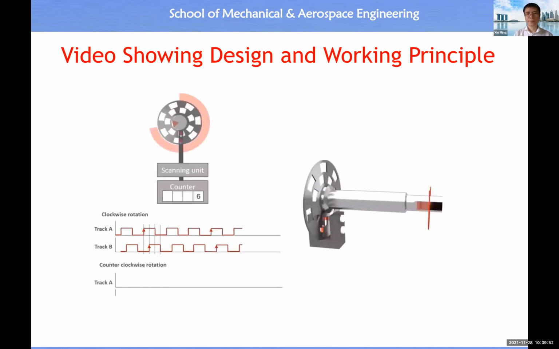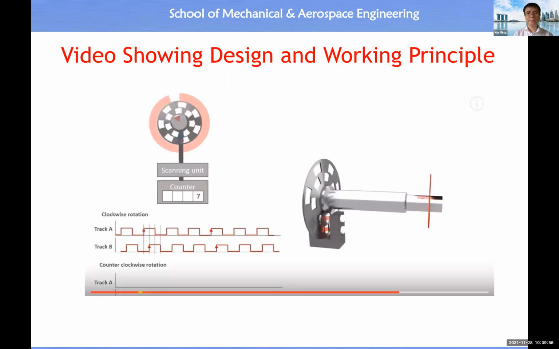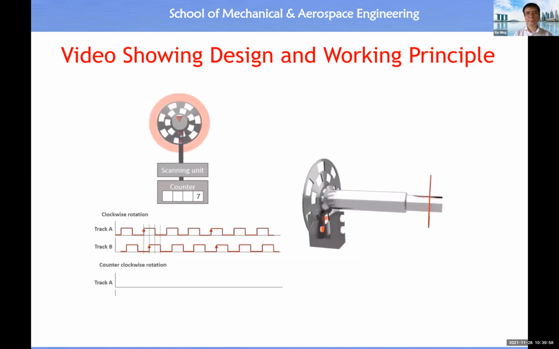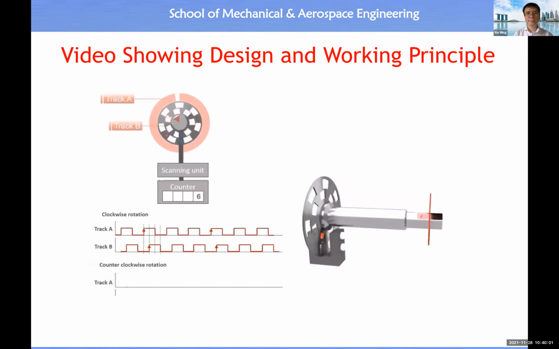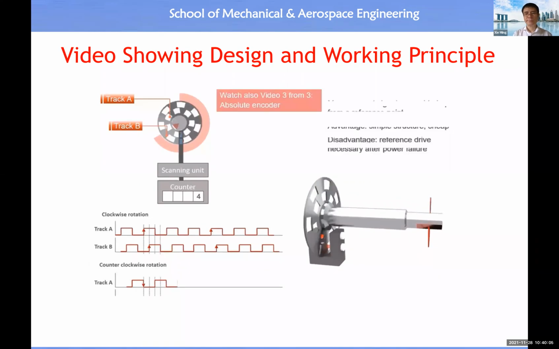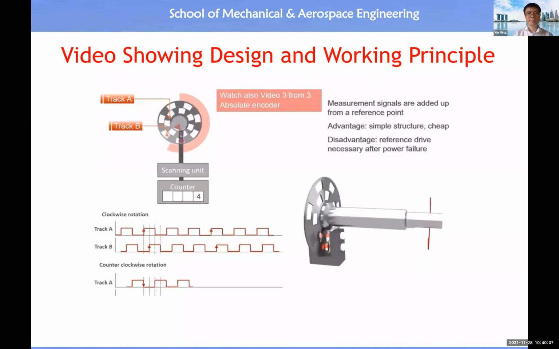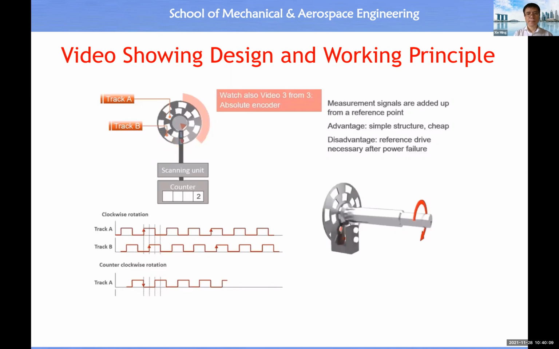Here you see the signal form coming from clockwise rotation. Here you see the signal form for counterclockwise rotation. Now the signal coming from track B is leading. Thanks for watching this video.